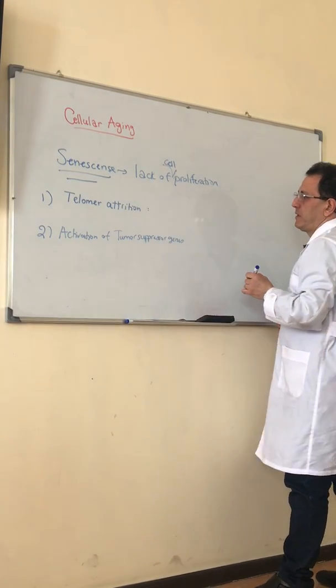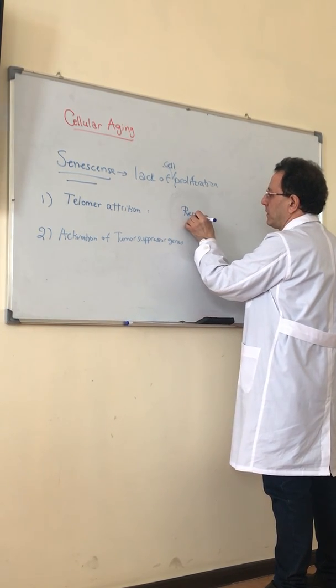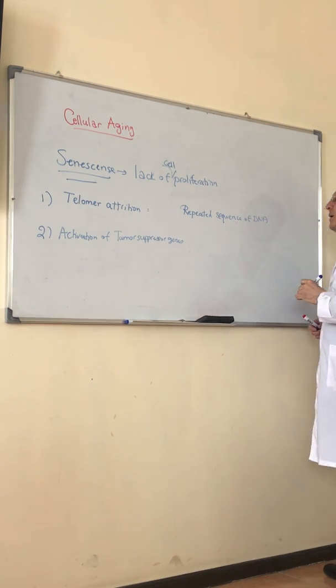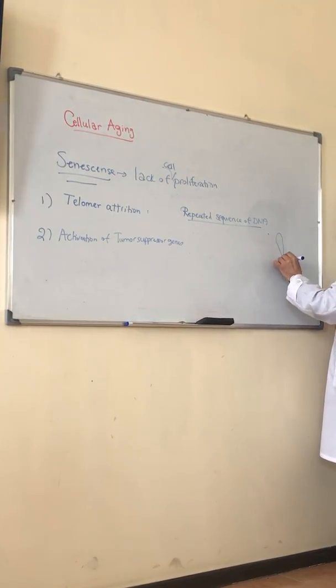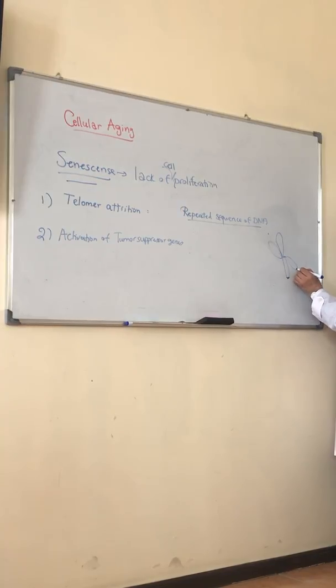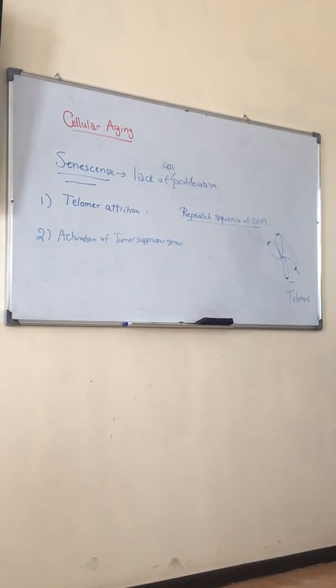What is telomere attrition? This concept shows the importance of a repeated sequence of DNA that is present on the ends of chromosomes. Imagine this is a chromosome. At the ends of these chromosomes, we have telomeres. So telomeres, as a cap, keep the other parts of the chromosome healthy. They don't let any breakage, any mutation in other parts of the DNA.